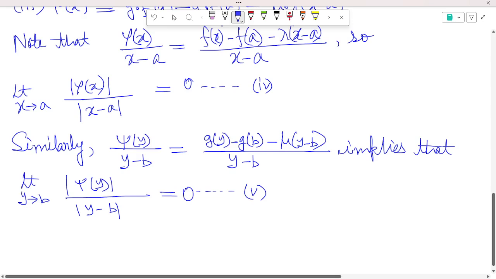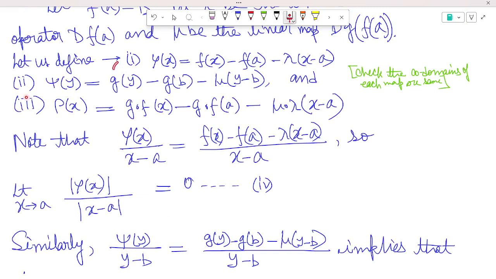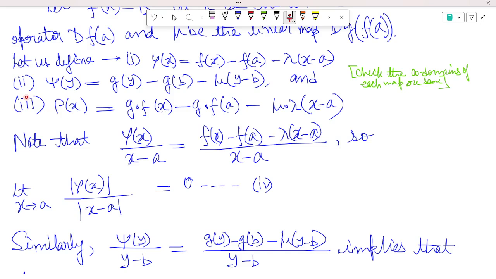So everything is going fine till now. Now observe one thing, that for these things we have this. Now we want to prove that for this thing. So if we show this analogous formula for the composition, then we are done.